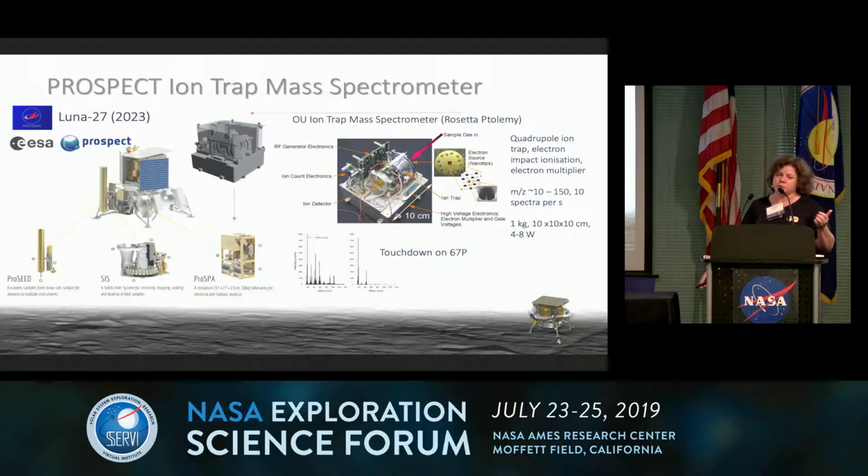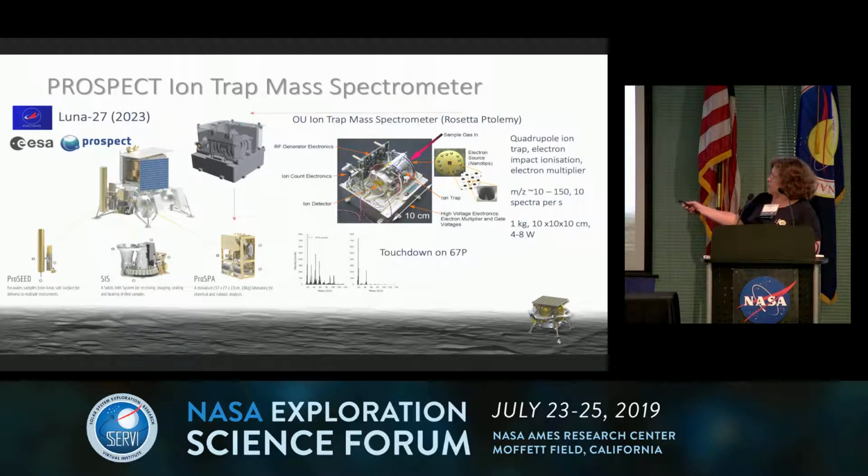And then I wrote this proposal so fast that I didn't have a good name. It still doesn't have a good name. It's called the Prospect Ion Trap Mass Spectrometer, and the reason is because it's derived from the Prospect payload that ESA is developing for Luna 27, the Russian rover.